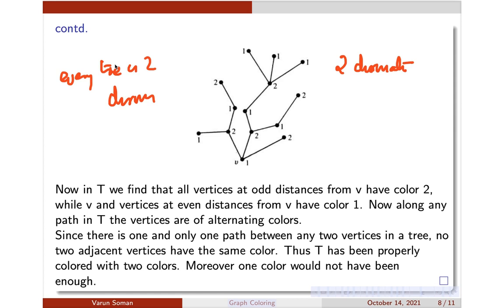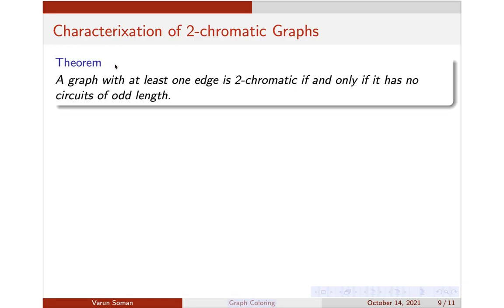So we are going to give a characterization of two chromatic graphs. A graph with at least one edge is two chromatic if and only if it has no circuits of odd length. That means it can have circuits of even length. So that means not every two chromatic graph is a tree, but all trees are two chromatic. That's a simple idea.